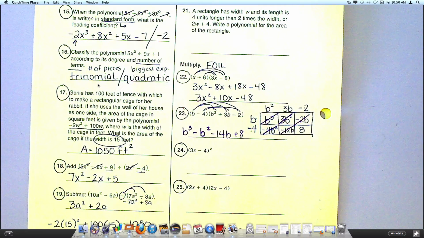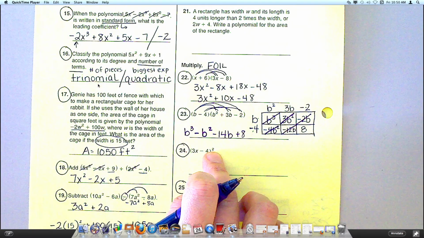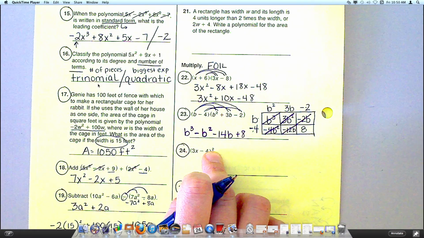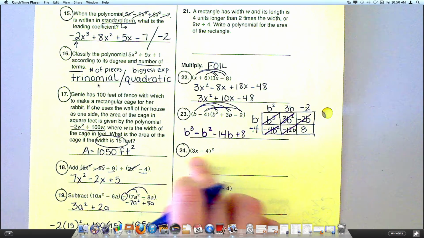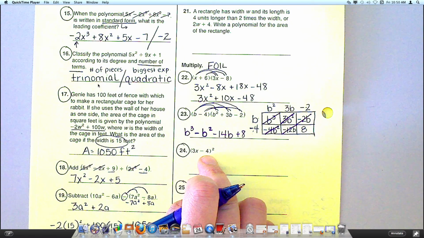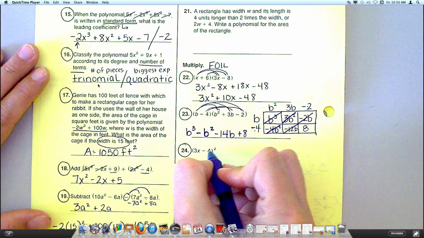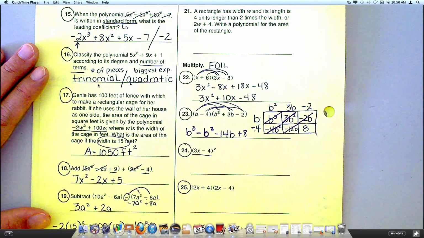Okay, number 24. When that says squared on the outside, what does that mean? It means 2 of everything. It does not mean that I can just square this and square that. It'd be nice if I could. It means that I'm going to have 2 of that whole thing.